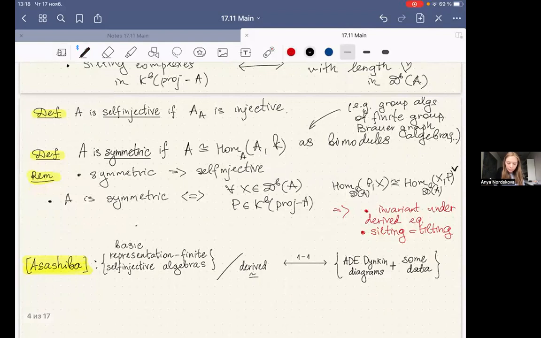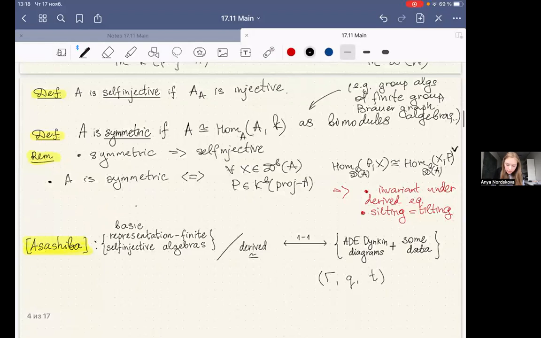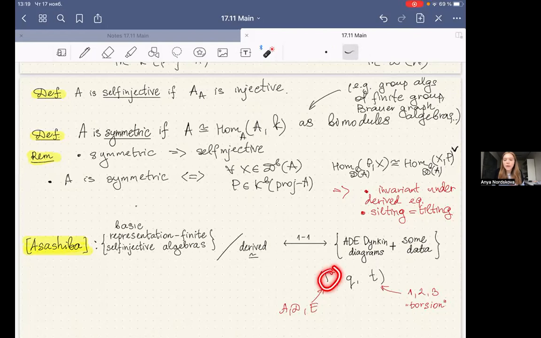What is this data? Well, they are classified by the triples (Γ, f, t). Here, Γ is an A, D, or E Dynkin diagram. Here t is 1, 2, or 3. So this is a number called torsion, and it is the order of some automorphism of Γ. So for instance, in order to have 3 here, we need to have D4 in place of Γ, because no other Dynkin diagram has an automorphism of order 3, and f is some rational number. It's called frequency.